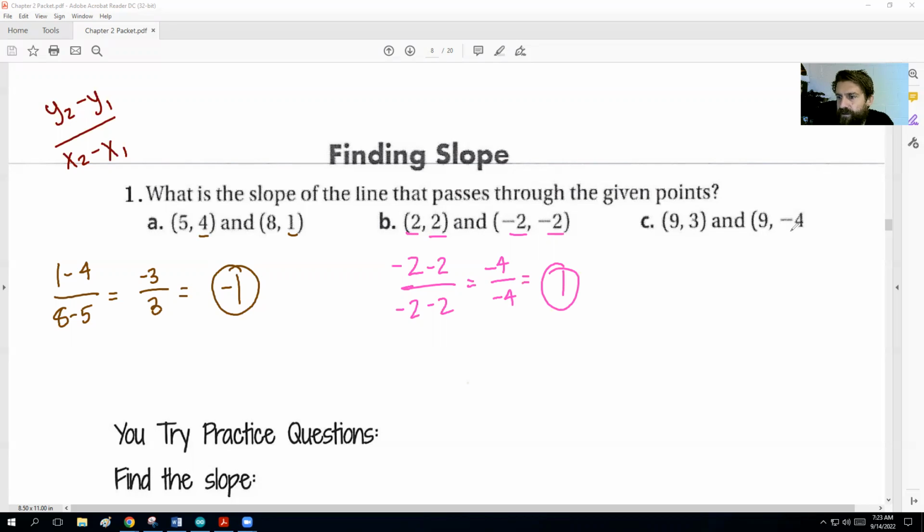All right, last one here. Let's subtract the y's. We got -4 minus 3. And then we got 9 minus 9. And so we get -4 minus 3 is -7. 9 minus 9 is 0. And -7 divided by 0 is not 0. It is actually an error. So we're going to say that this is undefined. That'd be a vertical line.